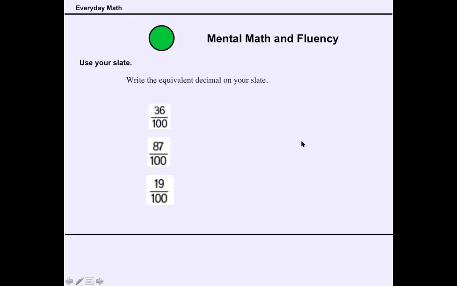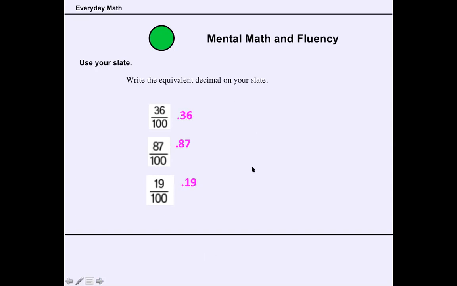First, we're going to do our mental math. Remember that if you don't have your slate, you can use a piece of paper and a pencil. So you're going to write the equivalent decimal on your slate. So please write the decimal for 36 hundredths, 87 hundredths, and 19 hundredths. Feel free to pause me until you have your answers. All right, let's move to the next slide.